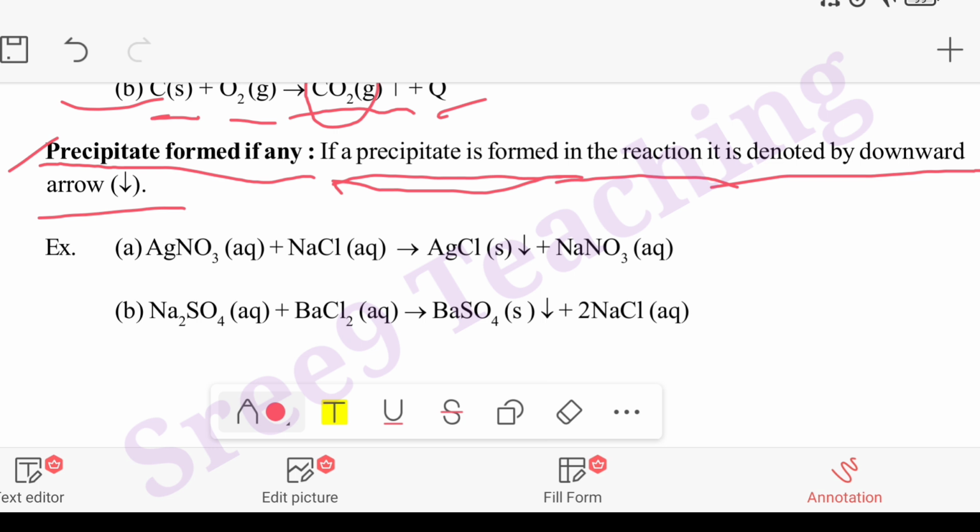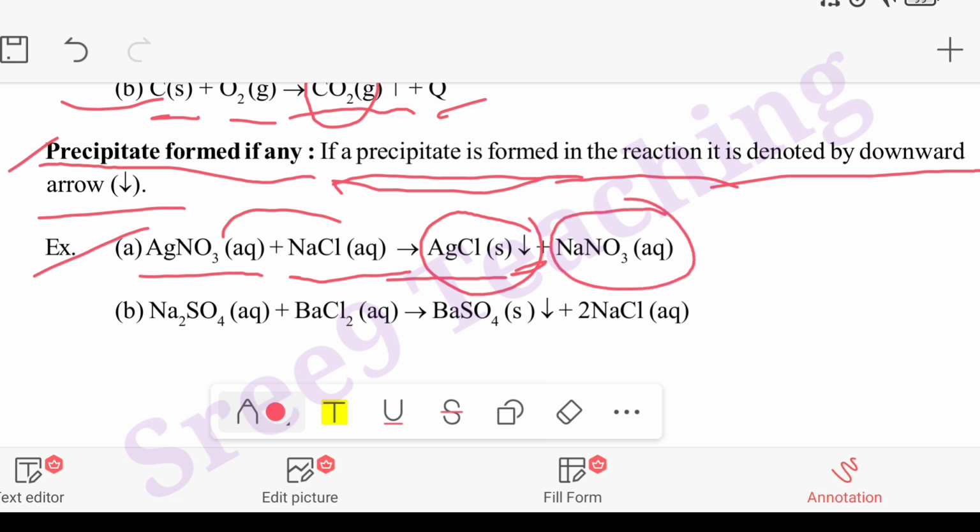Got it? Now, let us see the example here. AgNO3, which is aqueous, that is silver nitrate solution, plus NaCl, sodium chloride solution. When they are mixed, it gives rise to a solid substance, AgCl. S means solid, which is collected at the bottom. AgCl means silver chloride. It is a precipitate, hence the arrow mark is written in the downward direction. And NaNO3, which is aqueous. Now this is the first example.